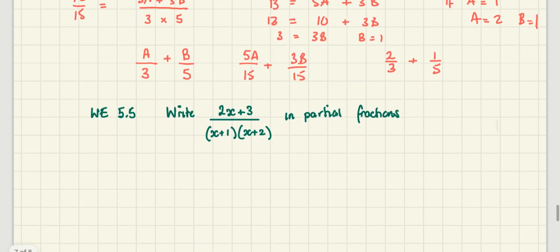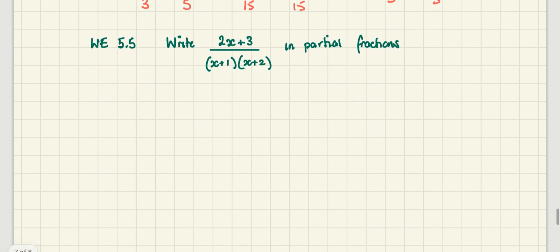So, let's have a look at this particular question. We've got a fraction here, which is 2x plus 3 divided by, already in factorized form. Right? So do you want to write that down? So you've got our pause.